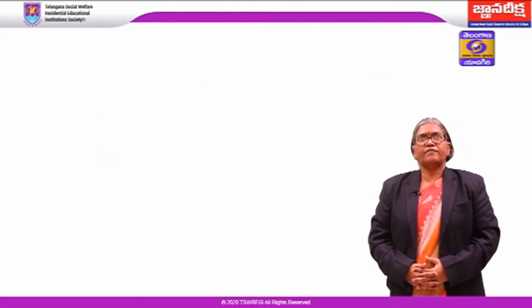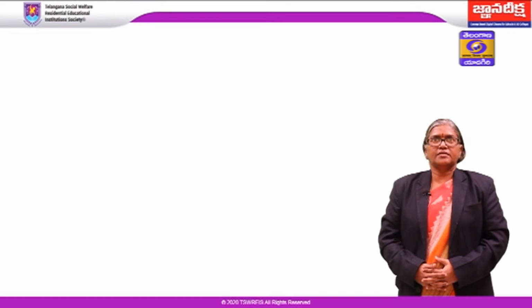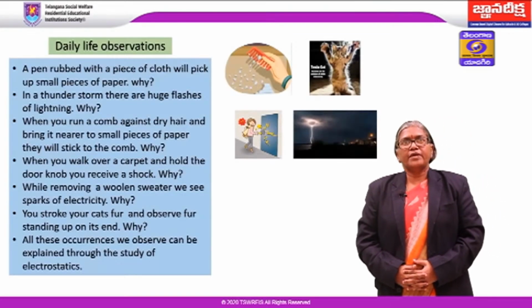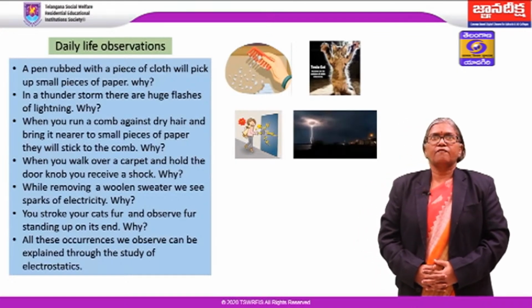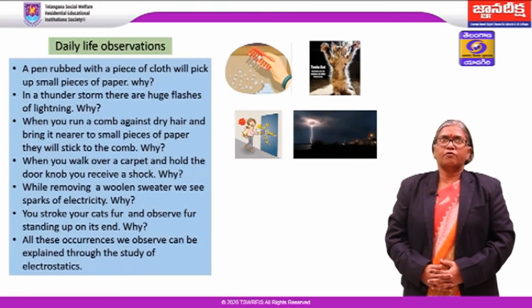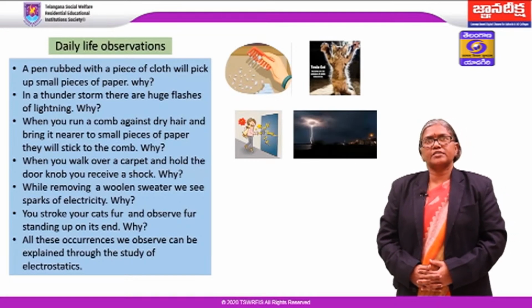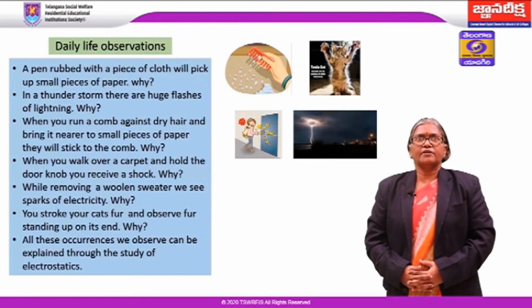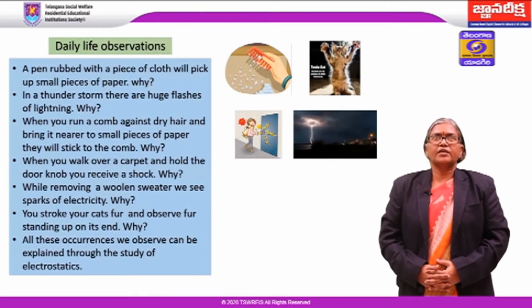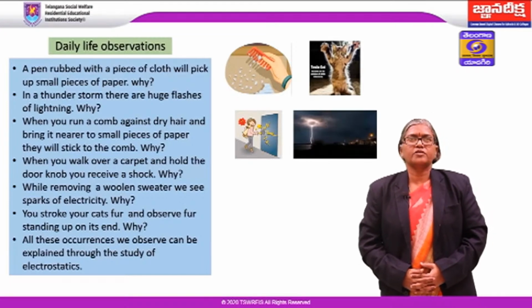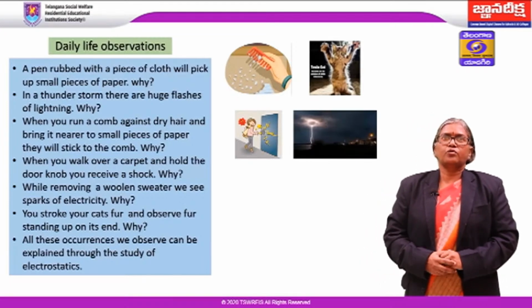We observe in our everyday life certain interesting things and wonder why it is happening. For example, a pen rubbed with a piece of cloth will pick up small pieces of paper. Why? In a thunderstorm, there are huge flashes of lightning. Why do we observe this? When you run a comb against dry hair and bring it nearer to small pieces of paper, they will stick to the comb.